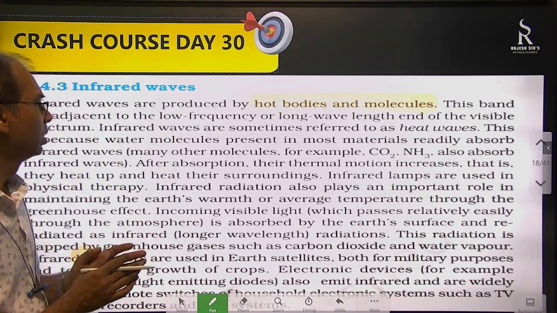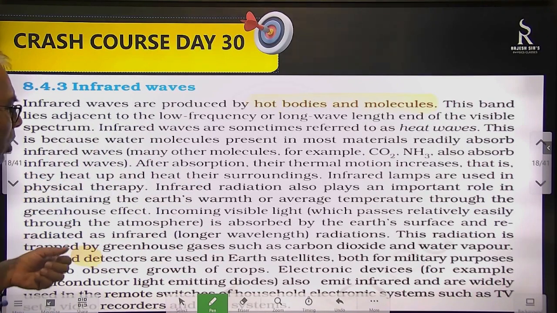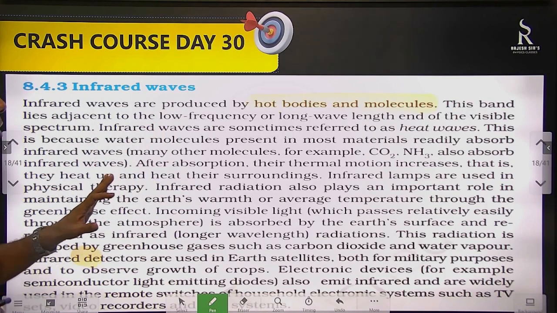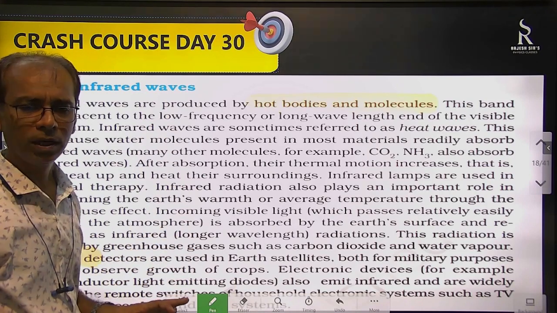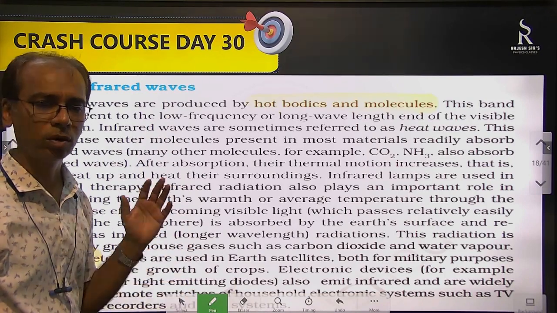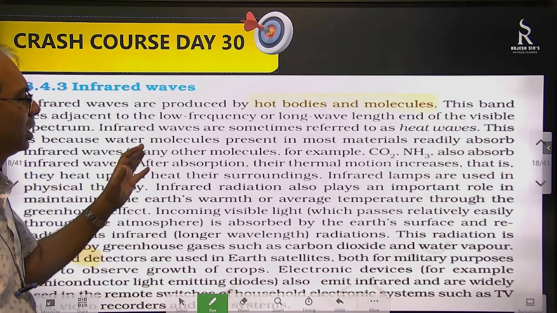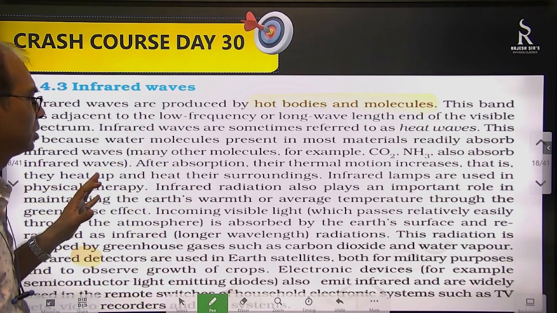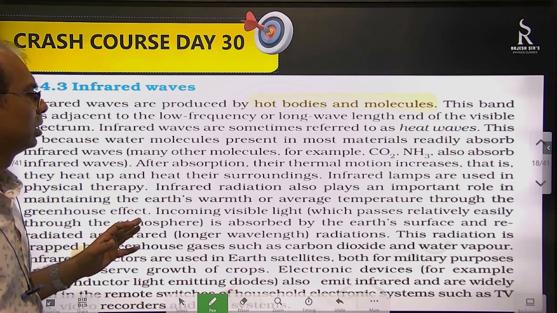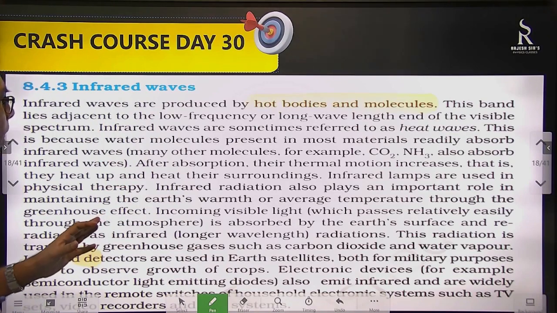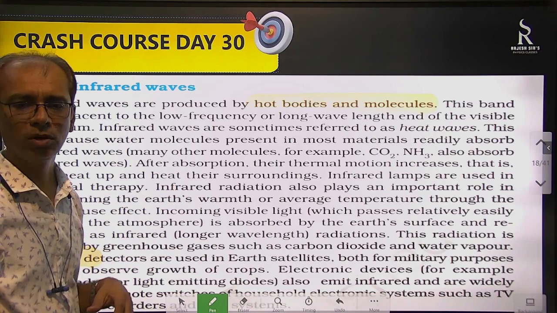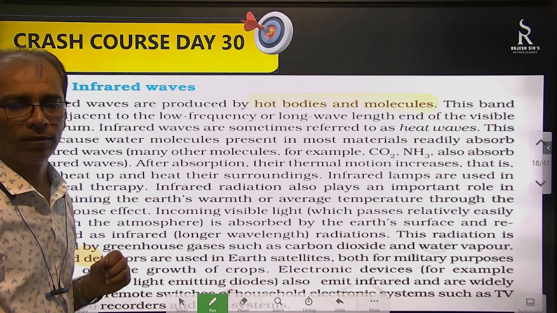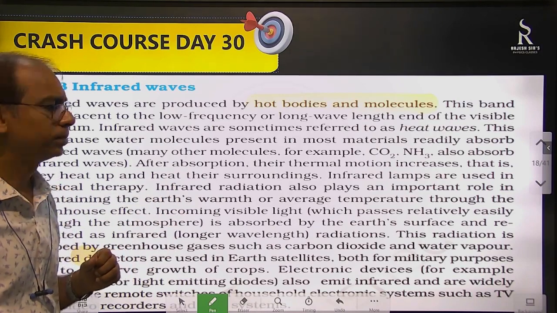Okay, and there is more information, but this is what is more important. In all remote controls we are using it, whether it's related to TV or whatever. And it keeps our surroundings temperature constant. This is also involved in greenhouse gases, because those also absorb the heat from infrared waves.